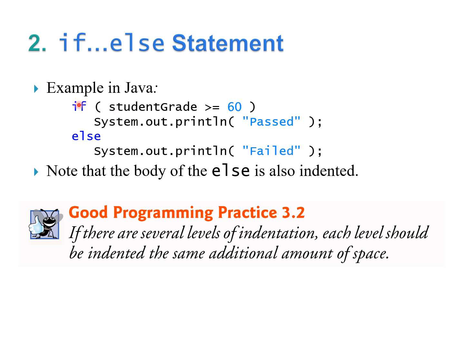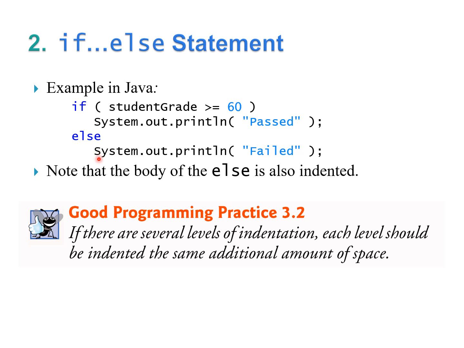So when this if-else statement executes, it will check if the condition student grade larger than or equal to 60 is true or not. If it's true, then it will print out the string pass. Otherwise, it will print out the string failed. Note that the body of the else statement is also indented.